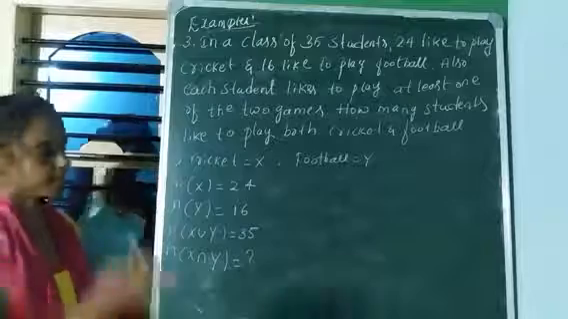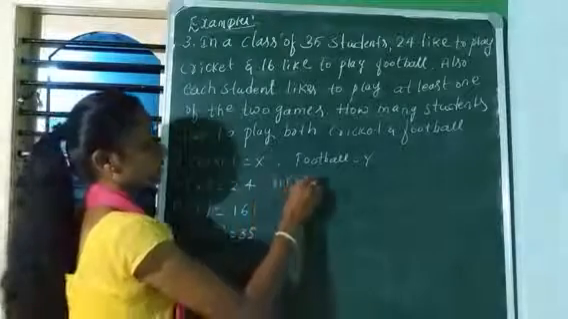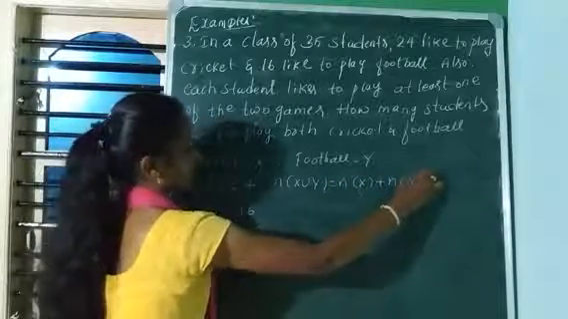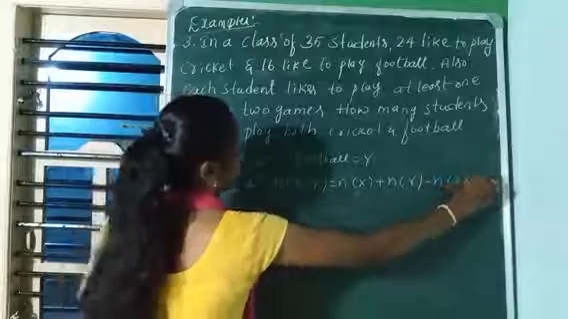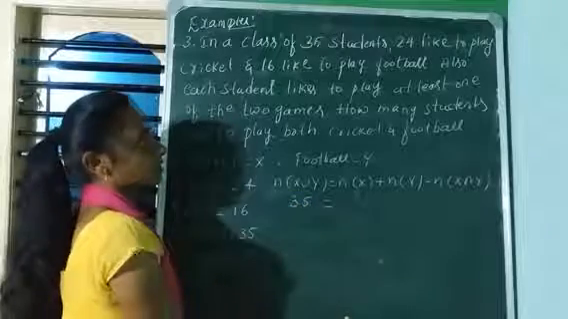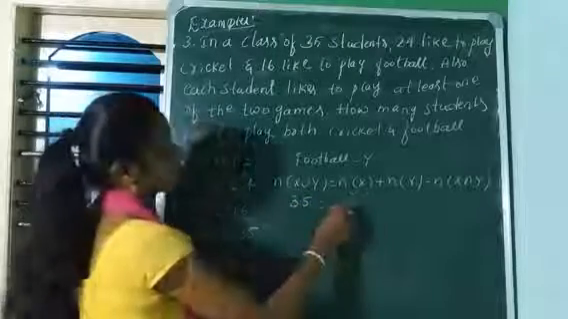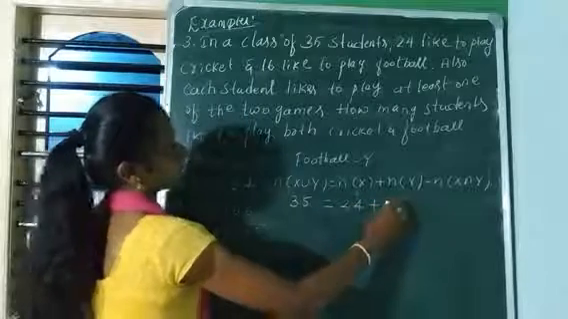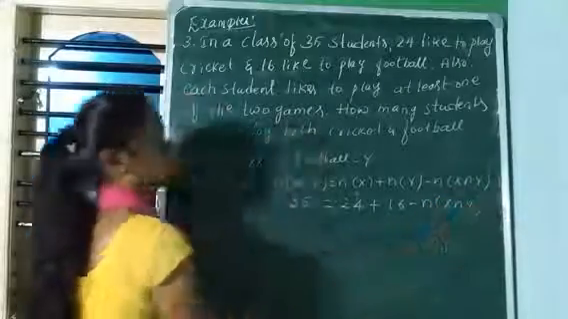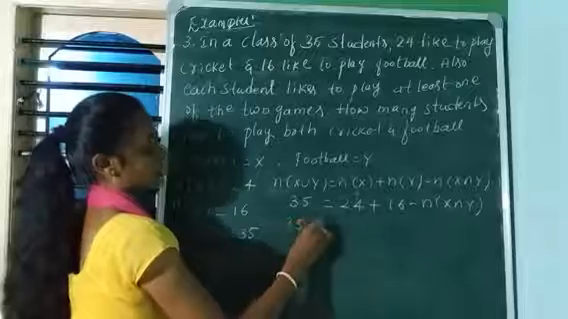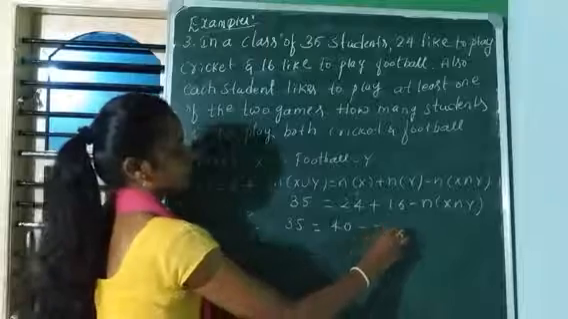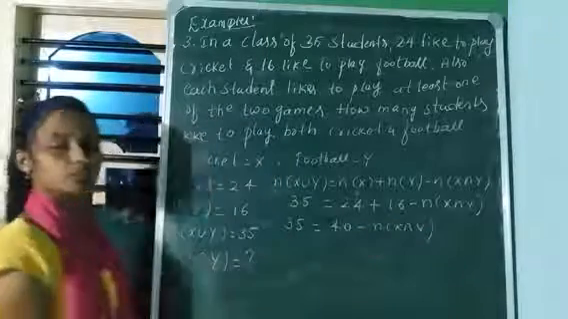Is it clear? The same formula you just go with. N of X union Y is equal to n of X plus n of Y minus n of X intersection Y. So union is 35 students. Students who like to play cricket is 24. Like to play football is 16. And like to play both we need to find. Now 35, 24 plus 16 is 40, minus n of X intersection Y.